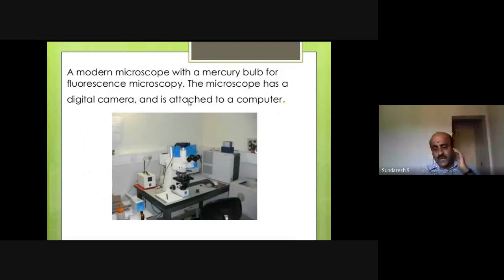Of course, these things you might have seen in the lab. The modern microscope with the mercury bulb for fluorescence microscopy. The microscope has a digital camera attached to it. This is the basic microscope integrated with the digital camera and connected to the computer. See here, the camera has been fixed over here, so there is no need of an eyepiece. The sample is kept over here. Once you keep it here, the camera takes the picture and sends it to the computer, so you can see the images on the computer directly. These are the digital camera integrated microscopes, the modern microscopes we have now.